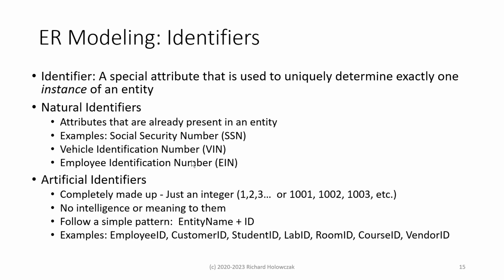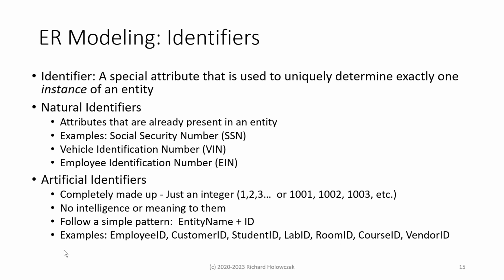The other way we can have an identifier is through what's called an artificial identifier. And we completely make this up. It's usually just an integer, like 1, 2, 3, 4, 5, or 1001, 1002, 1003. It's really just a simple number that has no intelligence or meaning to them. And an easy way to come up with an artificial identifier is simply to take the name of the entity and add the letters ID at the end of it. For example, employee ID, customer ID, student ID, lab ID, room ID, course ID, and vendor ID.